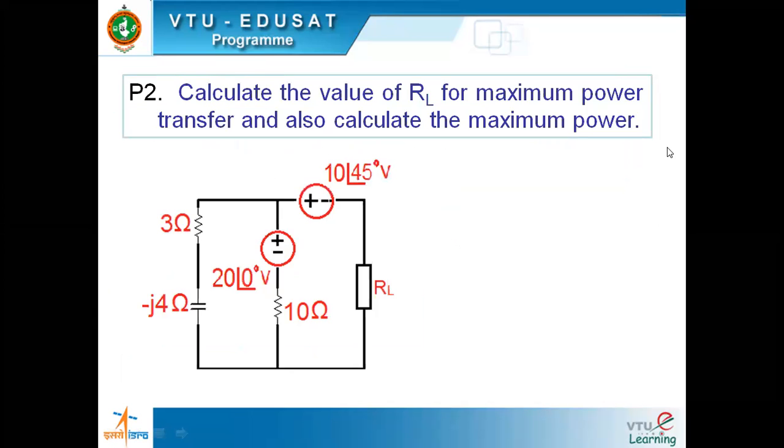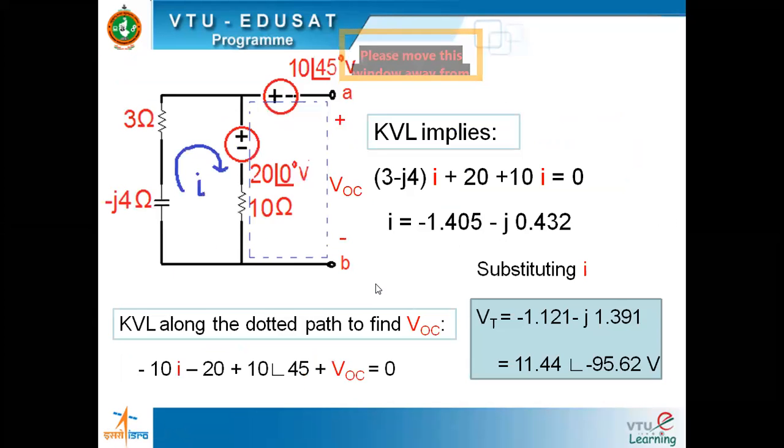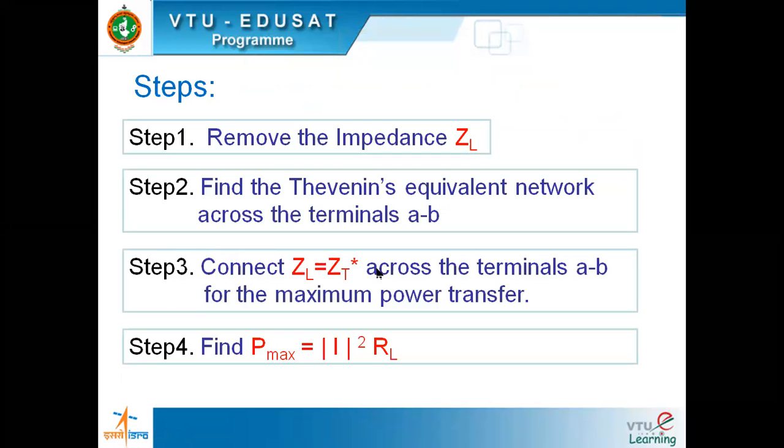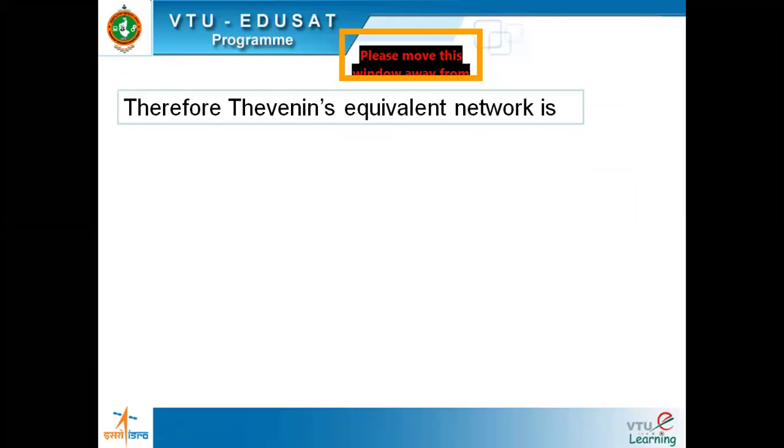Similarly, what is the difference between the first problem and the second problem? Calculate the value of RL, they are saying here, and we have connected RL. What was the case here? Calculate the load impedance was the case. Next here. Calculate the load impedance ZL is problem number 1. It's the same circuit we have considered. You have to find ZL. So what are we doing in the second problem?